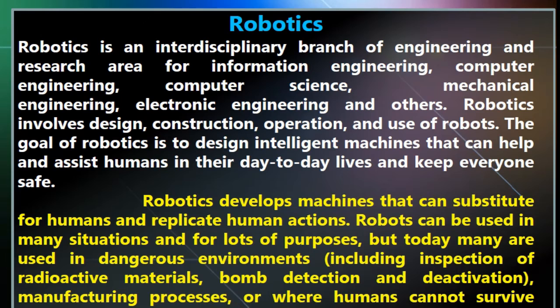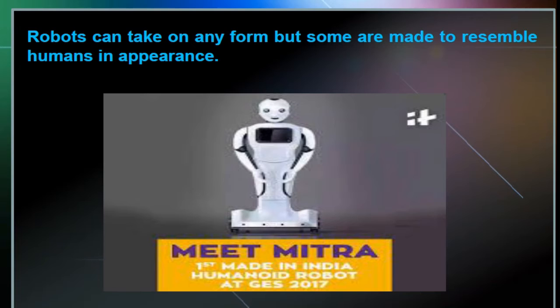Robots can be used in many situations and for a lot of purposes. But today, many are used in dangerous environments, including inspection of radioactive material, bomb detection and deactivation, manufacturing processes, or where humans cannot survive. Even in the pandemic, some robots were used to give meals to the corona patients. So there also the robotics are being used. Next, robots can take on any form, but some are made to resemble humans in appearance.